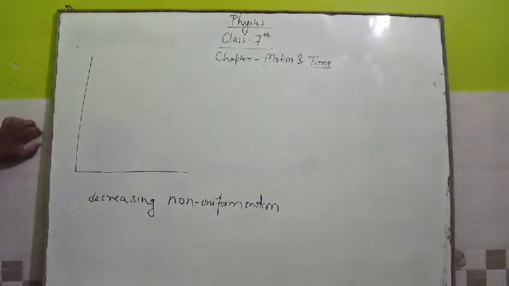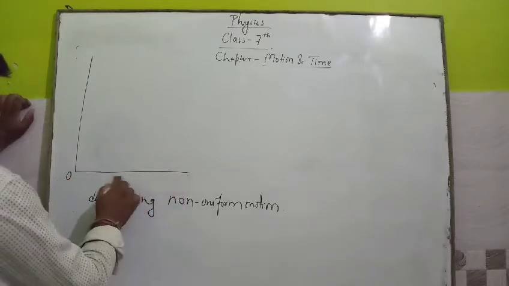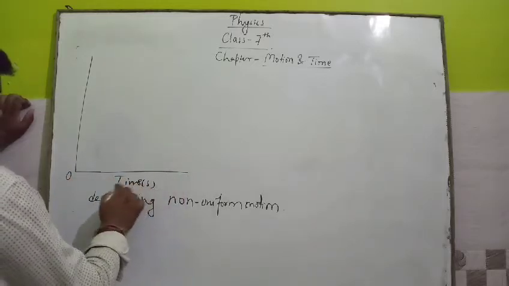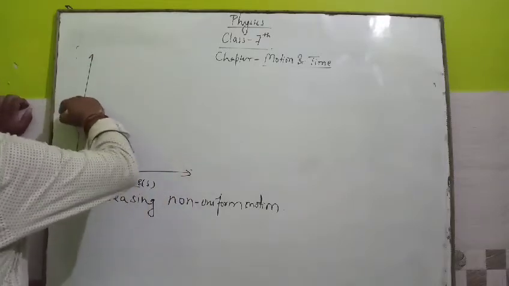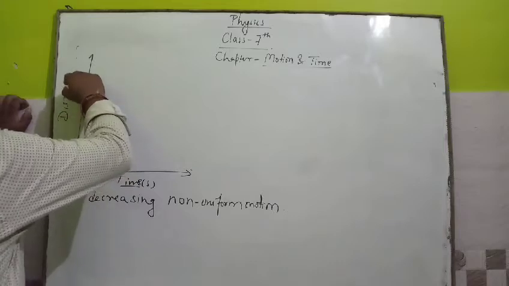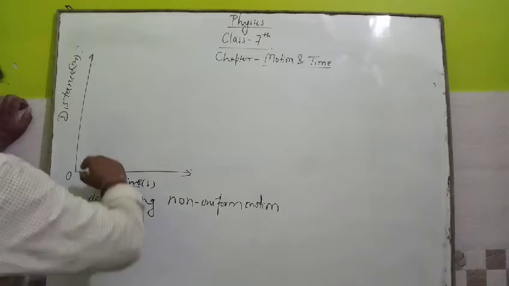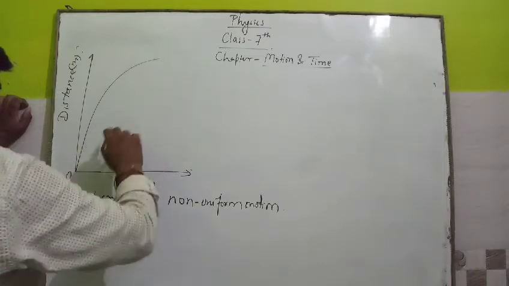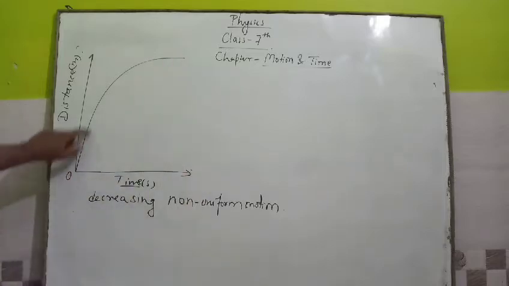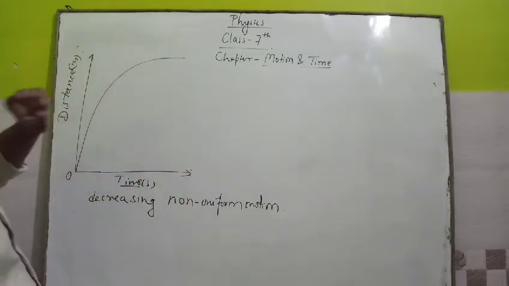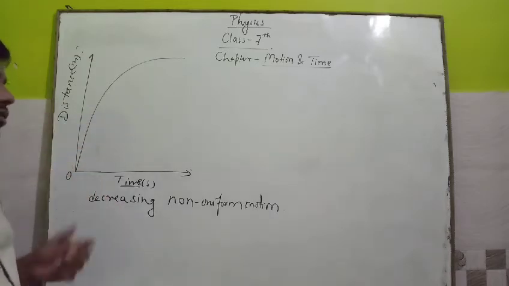Clear? It forms a curve. Suppose this is 0, this is the time axis in seconds, and this is the distance axis in meters. Clear? Then what happened? This graph is like this. After some time, time is increasing but distance is not increasing. So this graph represents decreasing non-uniform motion.